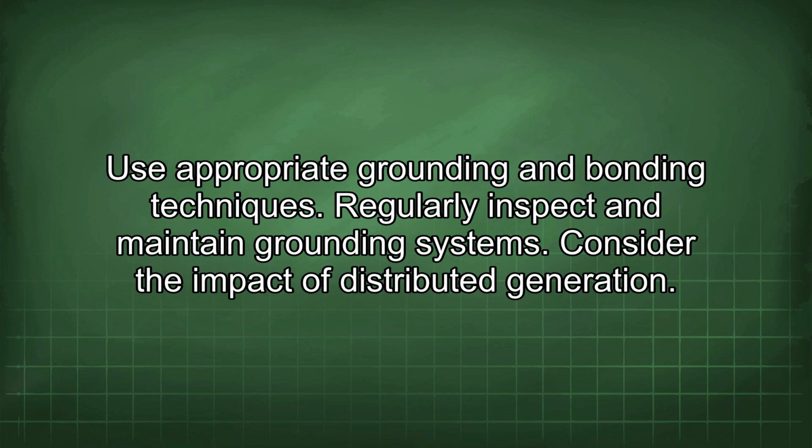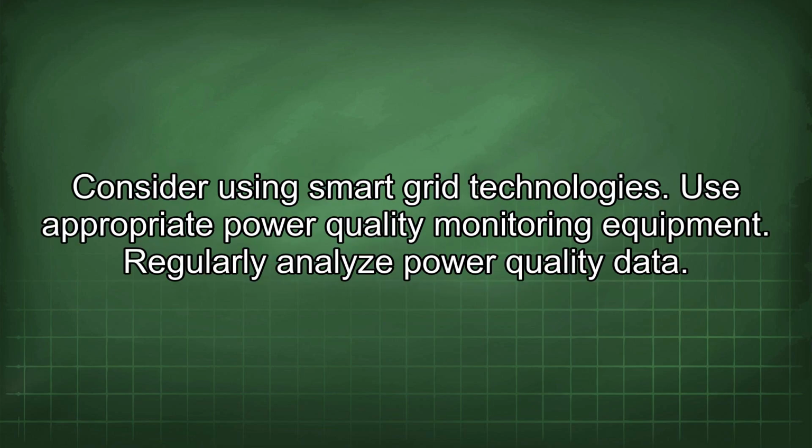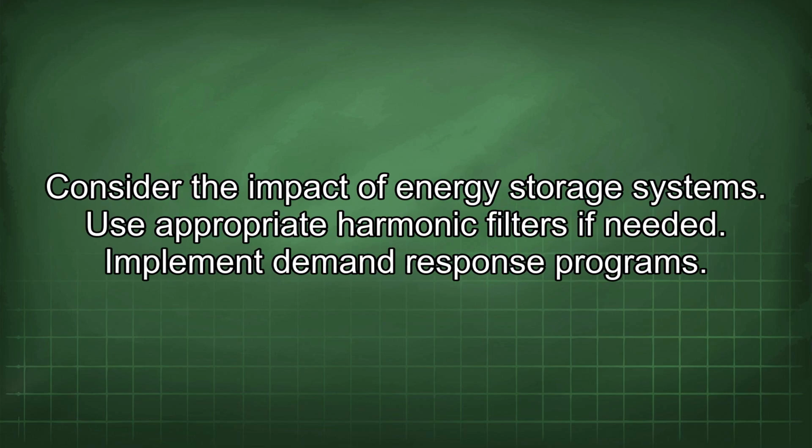Use appropriate grounding and bonding techniques. Regularly inspect and maintain grounding systems. Consider the impact of distributed generation. Use appropriate surge arresters for equipment protection. Implement voltage optimization techniques. Regularly review and update network design. Consider using smart grid technologies. Use appropriate power quality monitoring equipment. Regularly analyze power quality data. Consider the impact of energy storage systems. Use appropriate harmonic filters if needed.